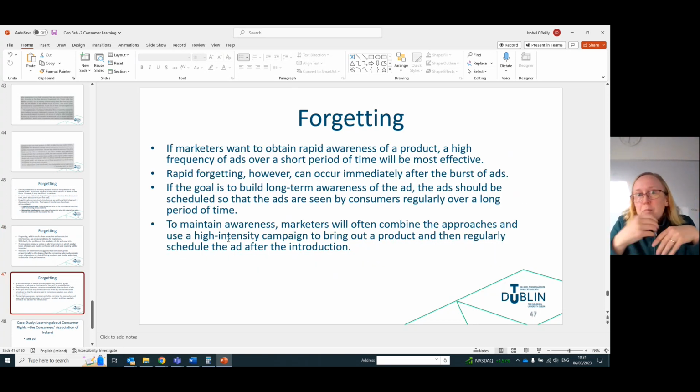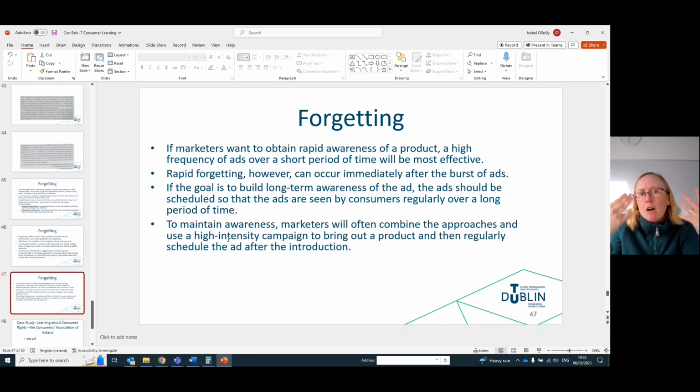So if marketers want to obtain rapid awareness of a product, a high frequency of ads, so again, we're laying down those pathways, making them concrete, the more we stimulate that impulse that lays down that protective layer. Over a short period of time, that's what's most effective. Rapid forgetting, however, can occur immediately after that burst of ads. So we might have a strong burst for maybe a month, where our brand is everywhere, and then not doing it at all.